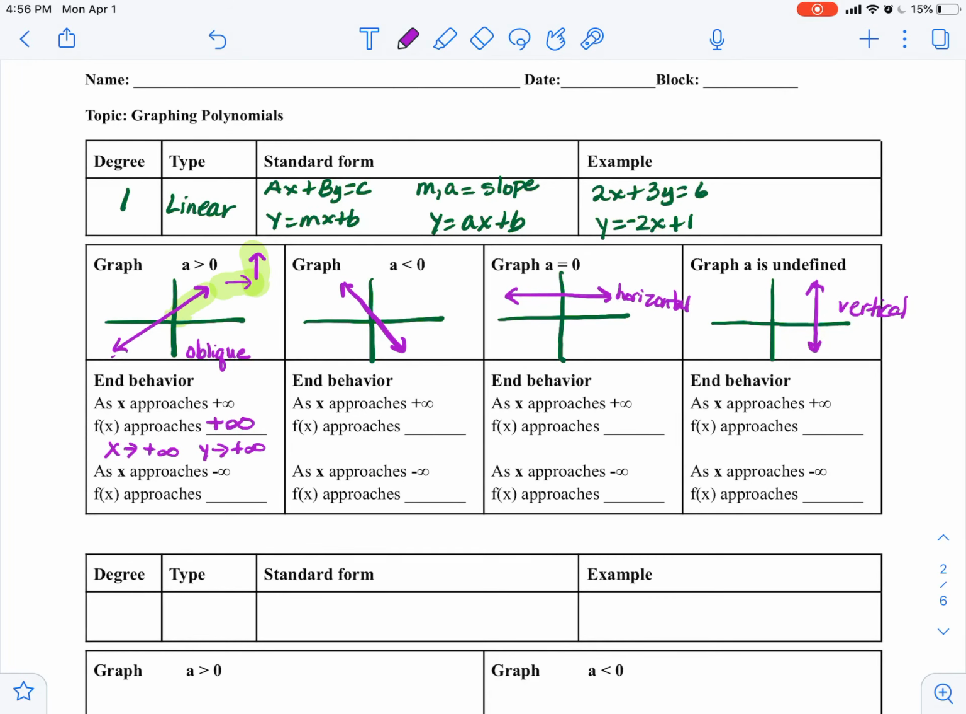So then the next one says as x approaches a negative. So as I'm going this direction on my x, what's my y doing? And hopefully you see it is going down. So y goes also to a negative infinity. Okay?